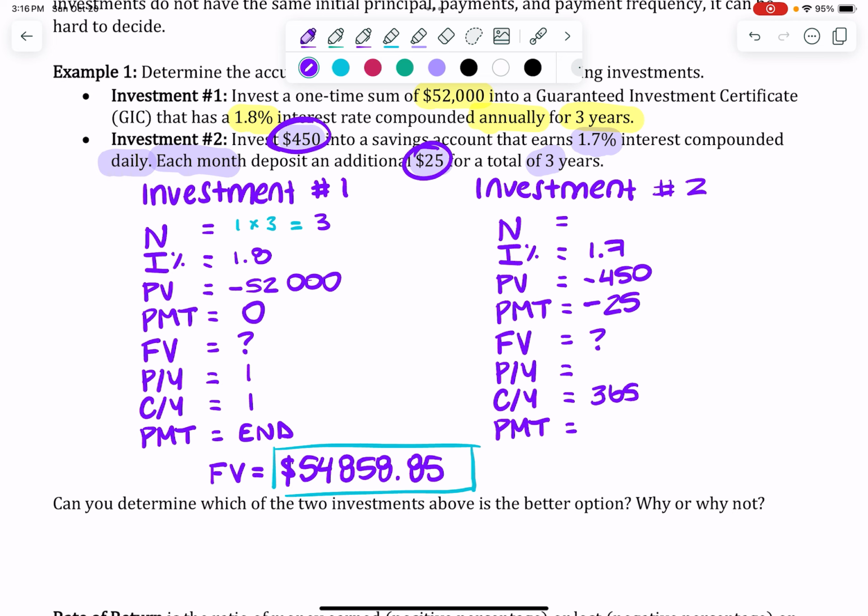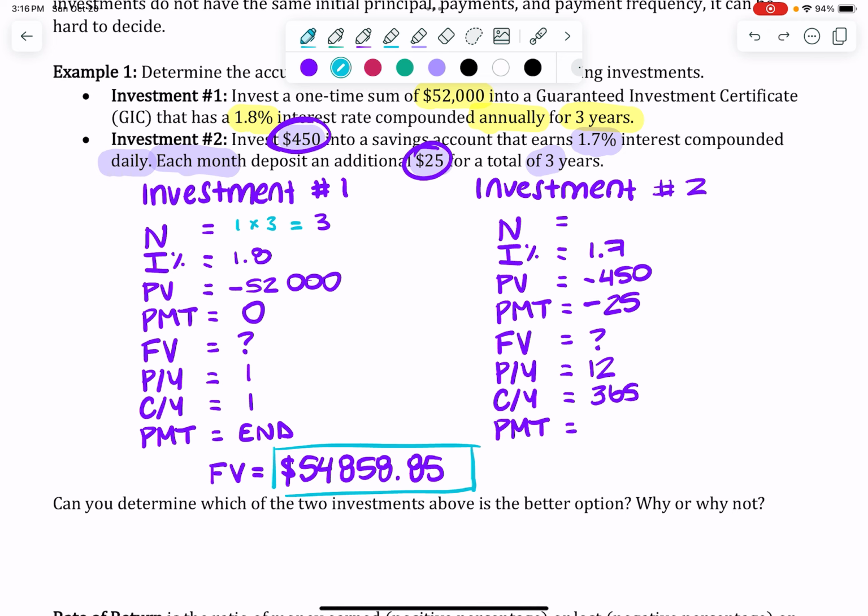Now, because that PMT is not 0 anymore, this P/Y is something we have to look at. Just like C/Y stands for compounds per year, P/Y stands for payments per year. Here, we're making a payment every single month. How many times is that per year? Well, that's 12.